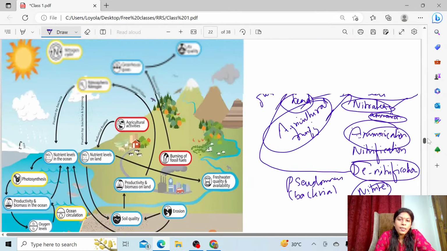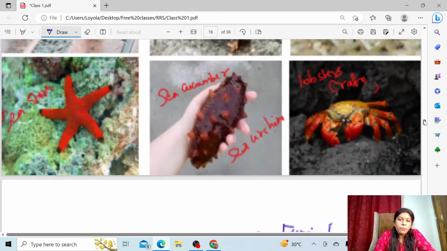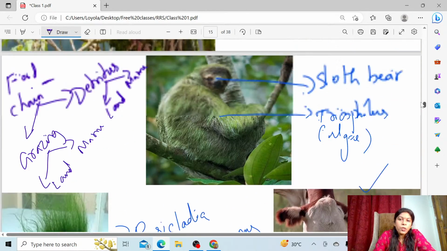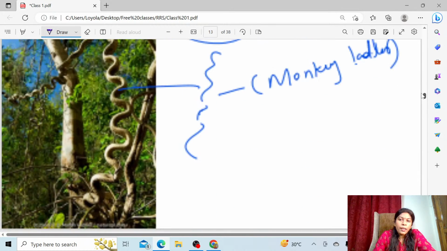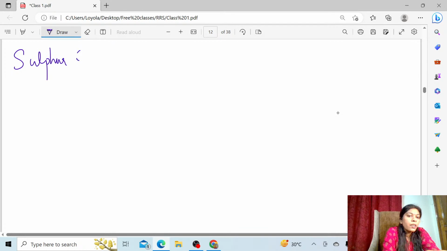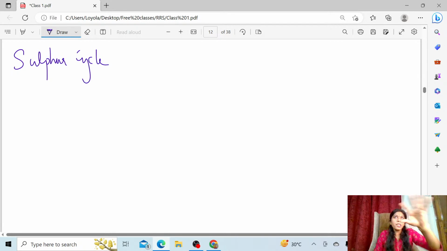And now comes the last cycle, that is the sulfur cycle. For the sulfur cycle, only the sources you can write. See sulfur cycle. What all you have to know in the sulfur cycle. There are two phases. One is the atmospheric phase. Another one is the land phase. In the land phase, the sulfur is present in the form of rocks. When the rocks are weathered, the sulfur will be released.